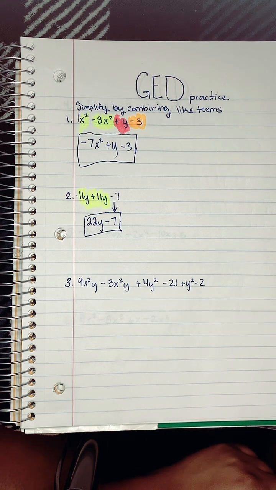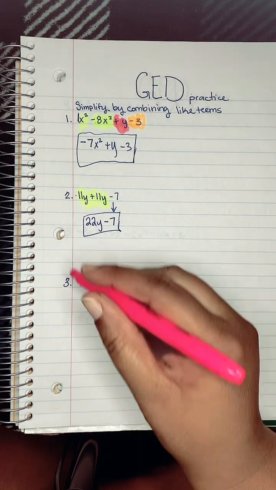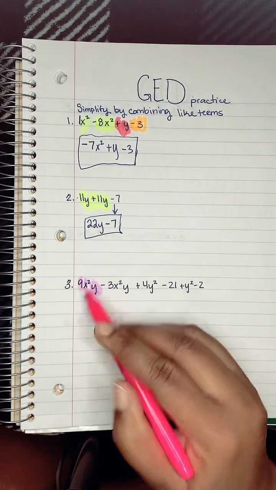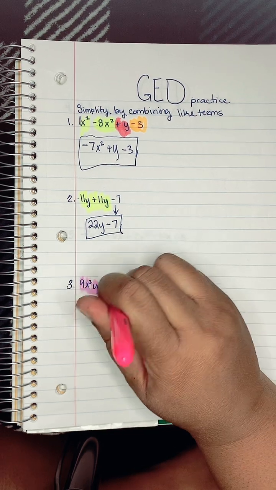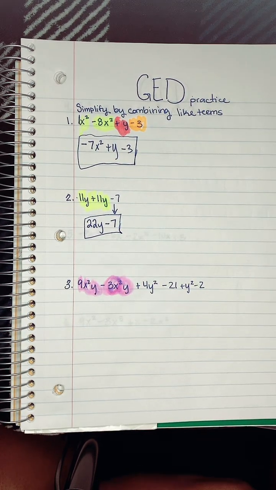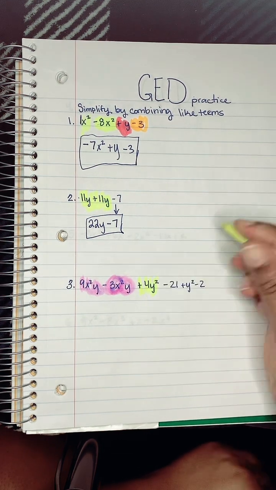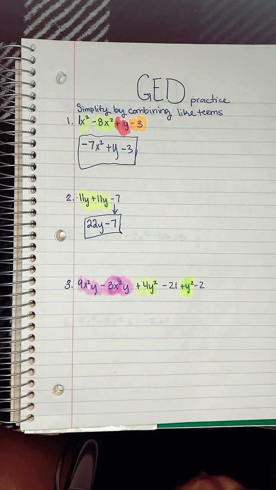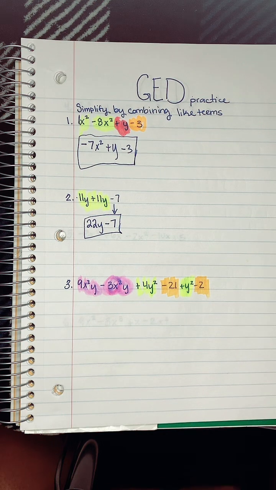So remember, don't let all these letters start throwing you off. We're looking for the same letter with the same degree. So this is x squared y, this also is the x squared y, okay? Here we have a plus 4y squared and another y squared right here. And then we have a negative 21 and a negative 2.